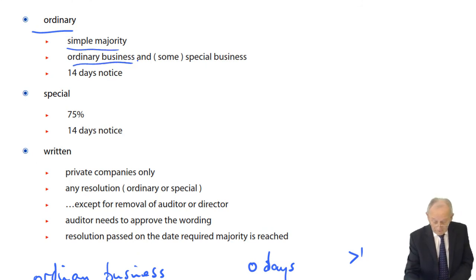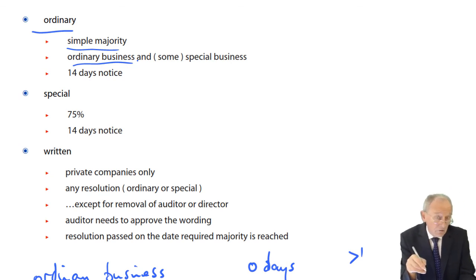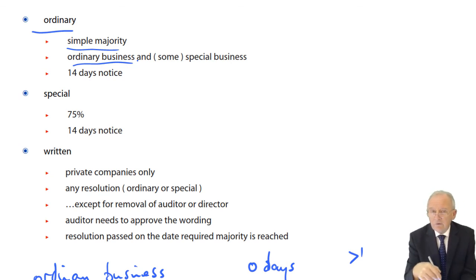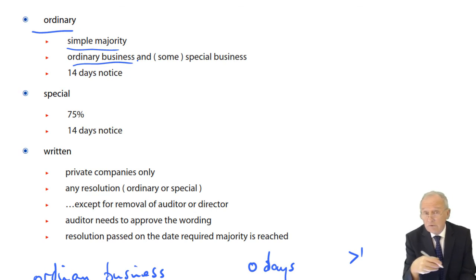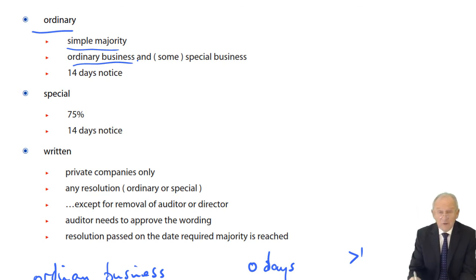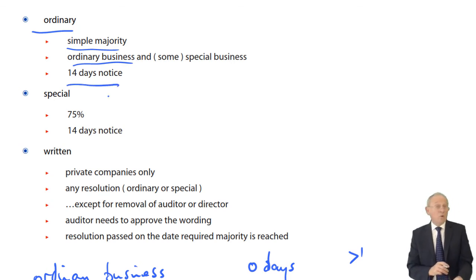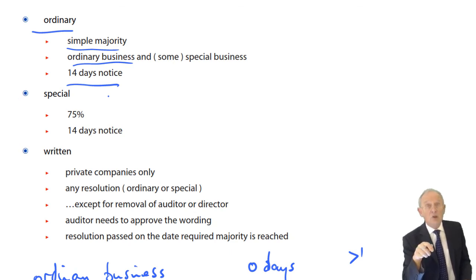Ordinary business and some special business. Well, not all special business is ordinary resolution, because by definition, the business requiring a special resolution is not ordinary business, and therefore it's special business. So some special business. And 14 days notice is the requirement, but because it will likely be heard and discussed at an annual general meeting, then it will be 21 days, the notice of the meeting. 14 days would be the notice period if it were an other general meeting.